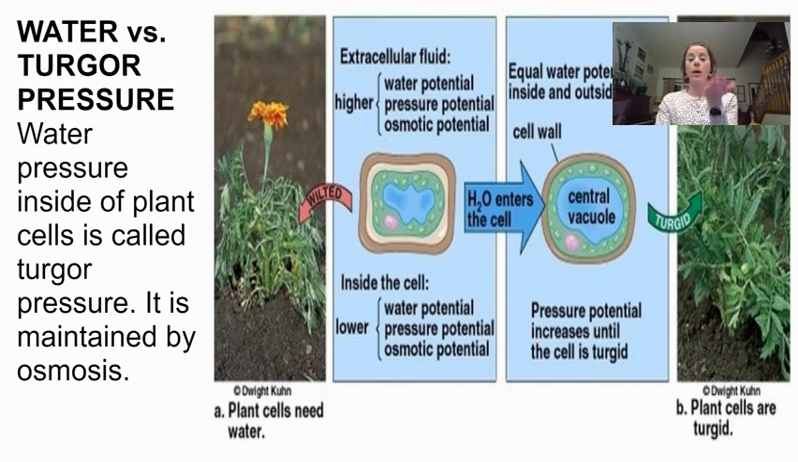Turgid is when a plant is in a hypotonic state. So the plant cell is in a hypotonic state, and there is pressure on the inside of the plant that is fulfilling that plant's needs and keeping it perky. So that's why a plant wants to be in a hypotonic state. It's also what turgor pressure is, or being turgid.